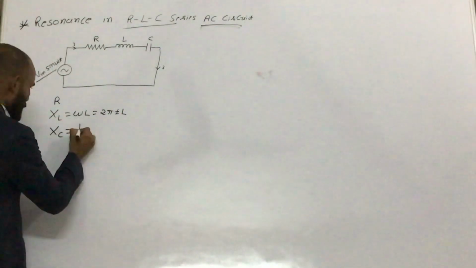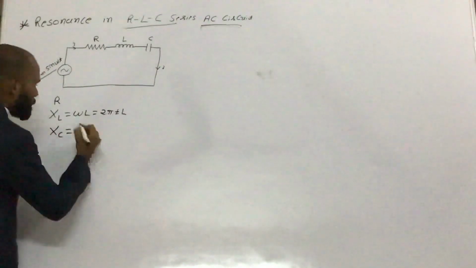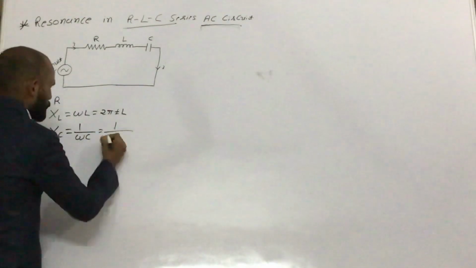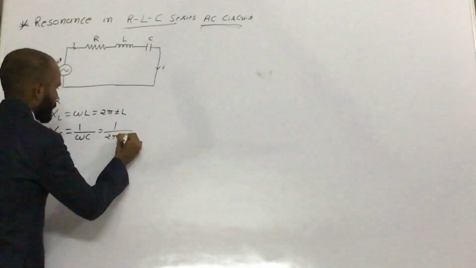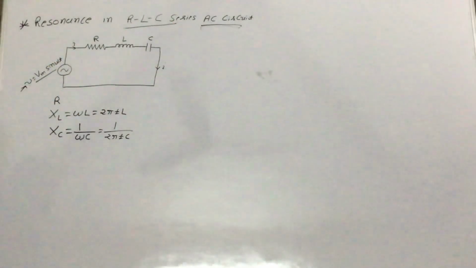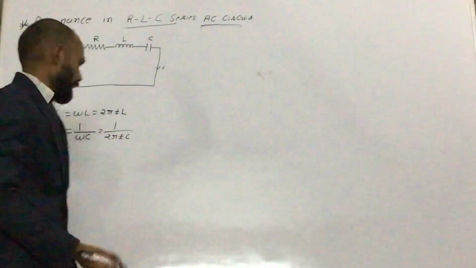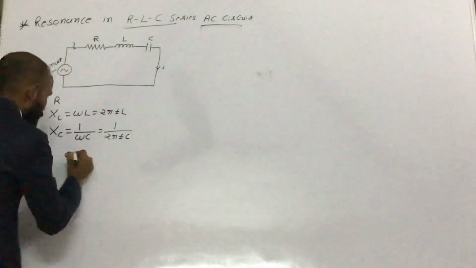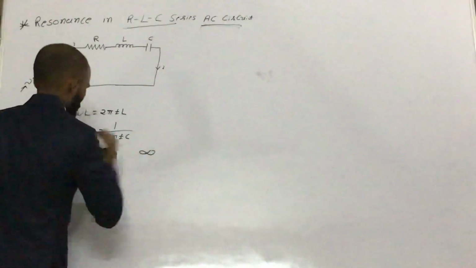So XL we can write as 2 pi F L. Similarly, the capacitive reactance XC is 1 divided by omega C, where omega is 2 pi F. So XC is given by 1 divided by 2 pi F C. Now for this supply, suppose the frequency is variable, that means frequency F we can vary from 0 to infinity.